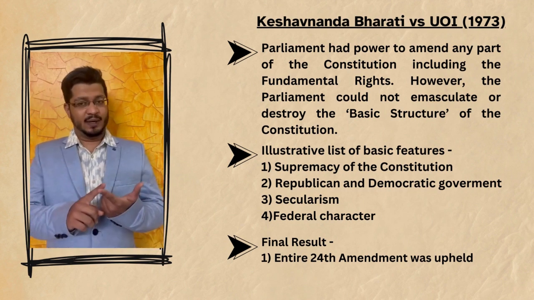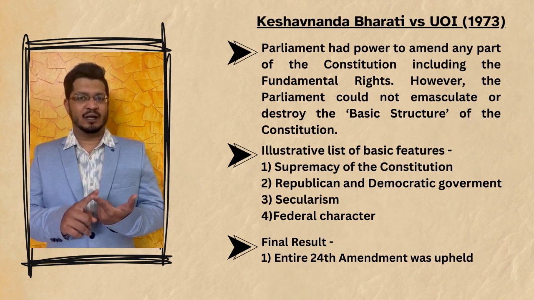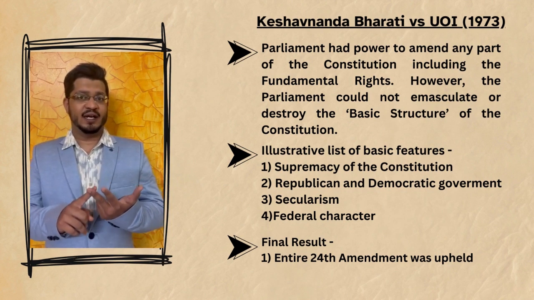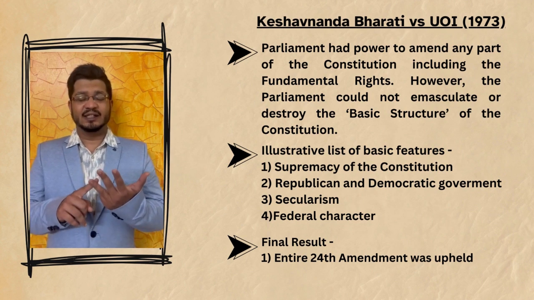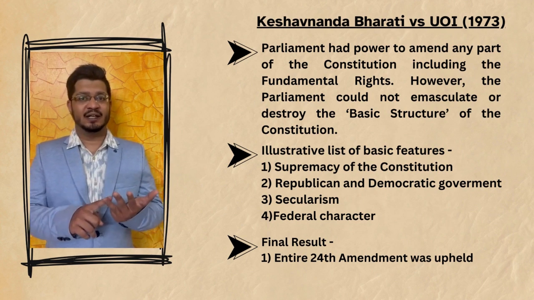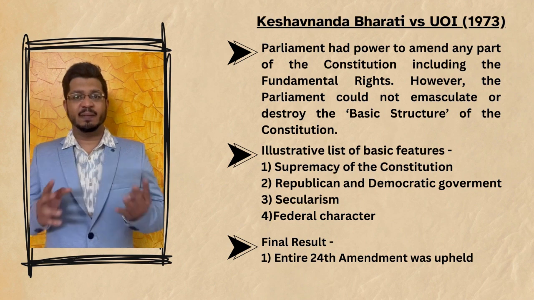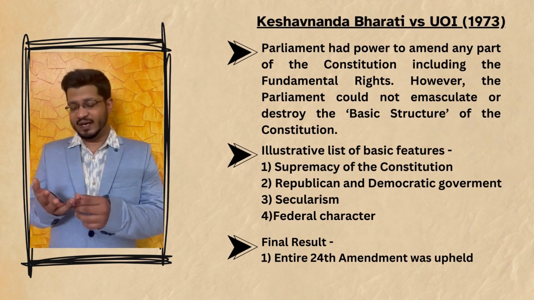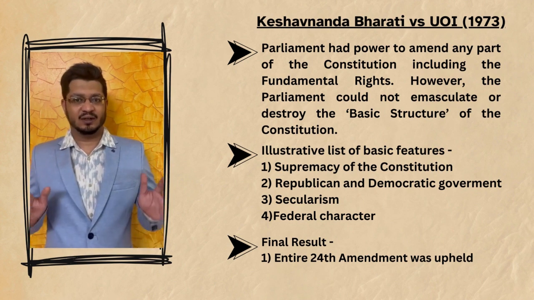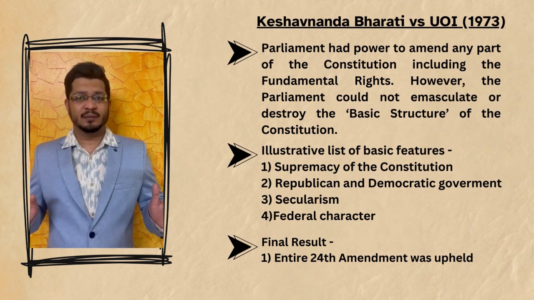They are republican and democratic form of government. Number 2, free and fair elections. Number 3, separation of powers between the center and the state. Number 4, independence of the judiciary. Number 5, secular structure of the Constitution, and many, many more.